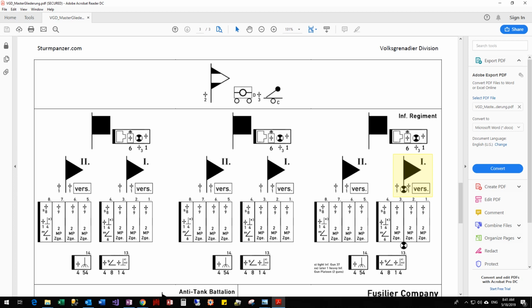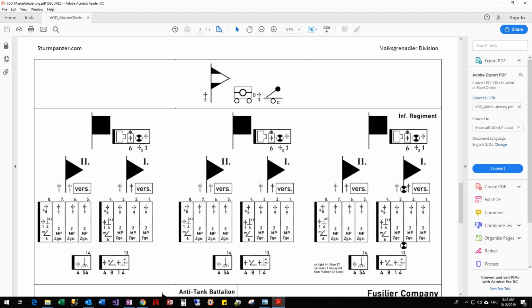These are the staff units and also the supply company. And then we have companies 1, 2, 3, 4, 4 being a heavy company. So in an infantry battalion, you have 3 standard companies and a heavy company that has the heavy weapons. 5, 6, 7, then 8 again is a heavy weapon. And then down here we have 13, which is the infantry gun company, and then 14 is the tank destroyer company.